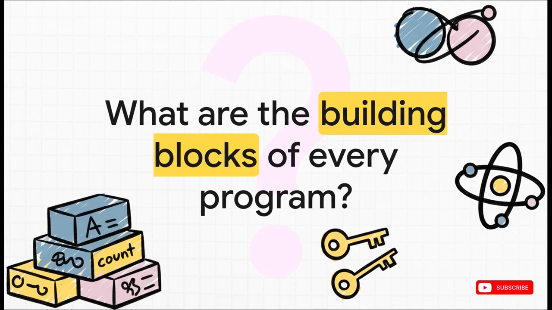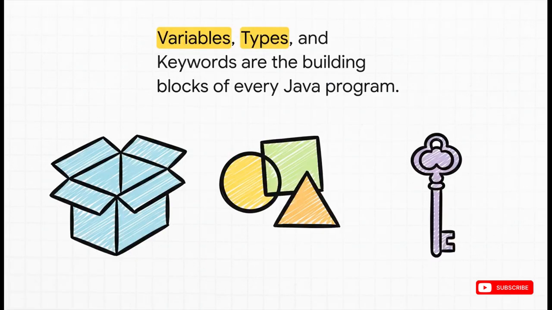So, let me ask you this. What do you think are the absolute, non-negotiable, essential components of any program you write? Well, here they are: variables, types, and keywords. That's it. You can think of them as the DNA of Java, the basic grammar you have to know. Once you get these down, everything else just clicks into place.